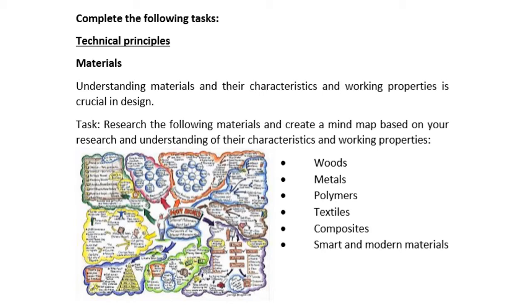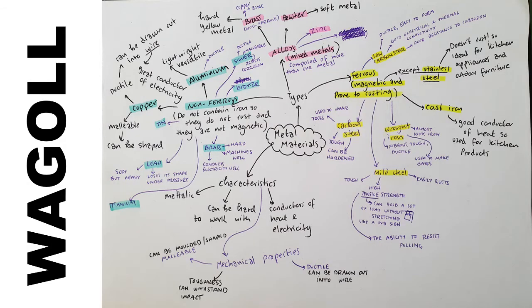So maybe just on a piece of A4, you'd have one for woods, one for metals, one for polymers. If you've got a huge A3 sheet of paper at home, you could even try and do a whole mind map on all the materials in one place. The choice is entirely up to you. However, on the next slide, I am just going to show you a quick waggle, which is here.